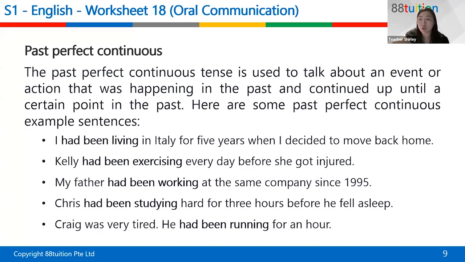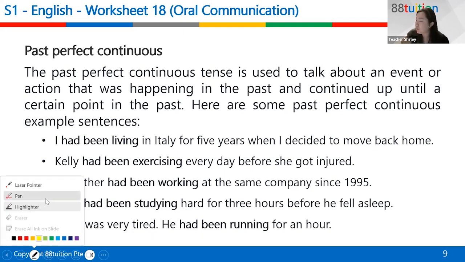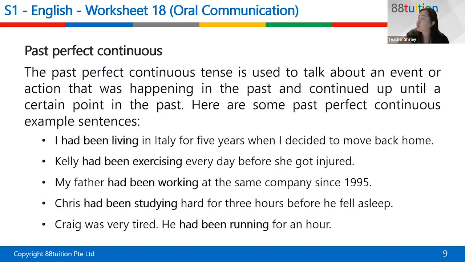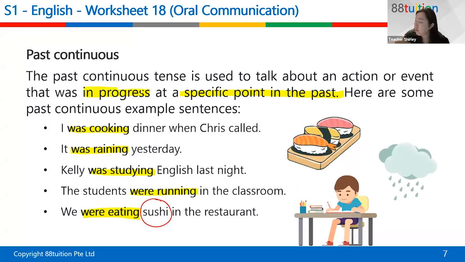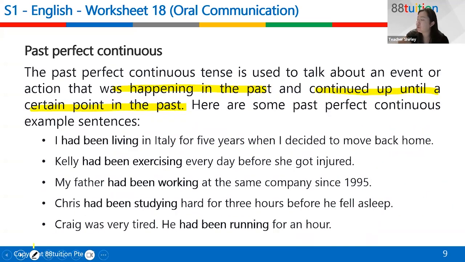What's the difference between past continuous and past perfect continuous? Okay, past perfect continuous is talking about something that was happening and continued to a certain point. So it was happening in the past, yet it continued up to a certain point in the past. If you look at past continuous, it's in progress at a specific point. But past perfect continuous is happening in the past, but it continued up to a certain point.